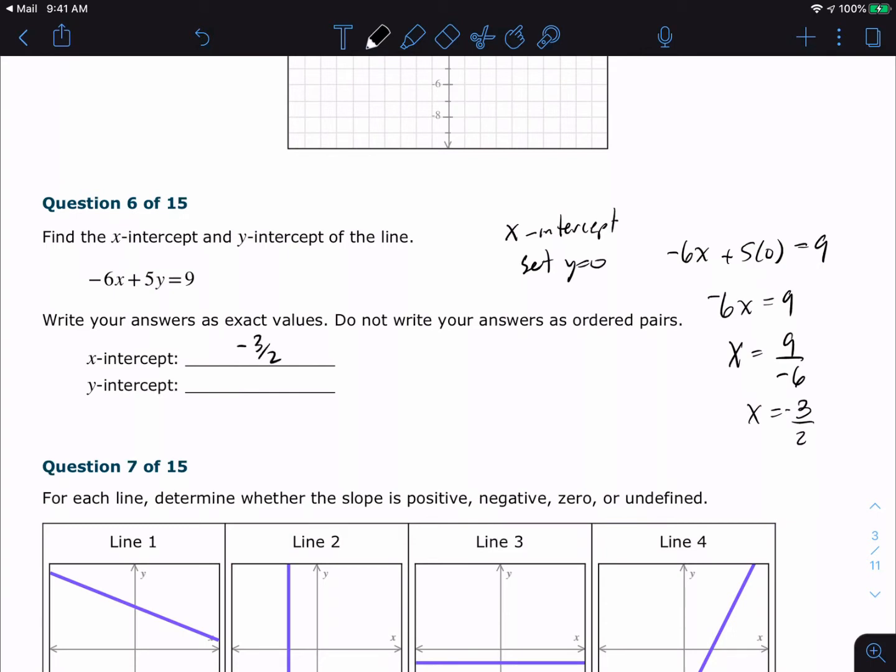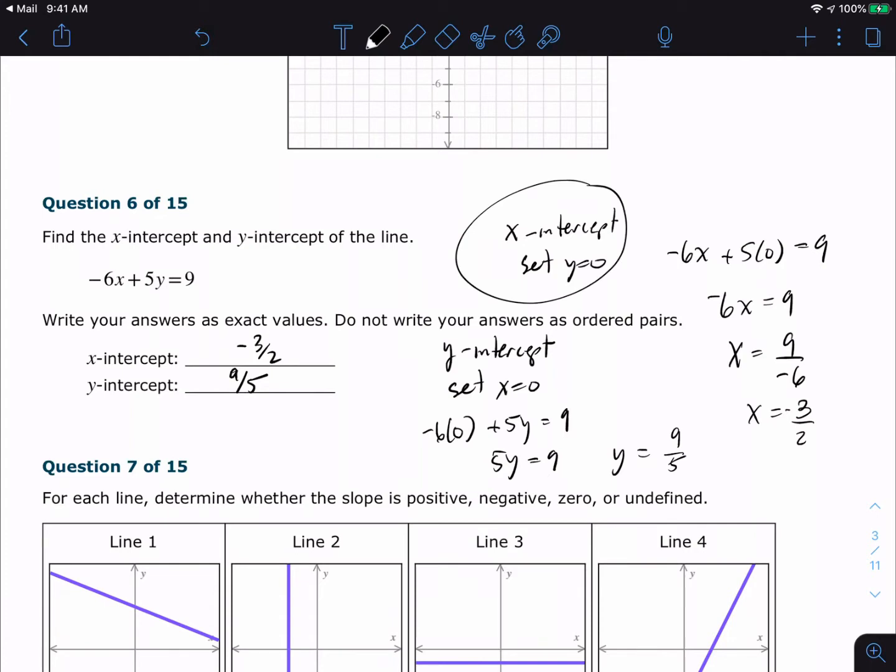Now to find the y-intercept, we're going to set x equal to 0. And so we're going to get -6 times 0 plus 5y is equal to 9. So 5y is equal to 9. So y is equal to 9/5. But these are the critical pieces in finding that information. So please be aware of that.